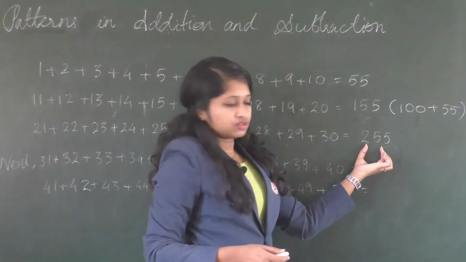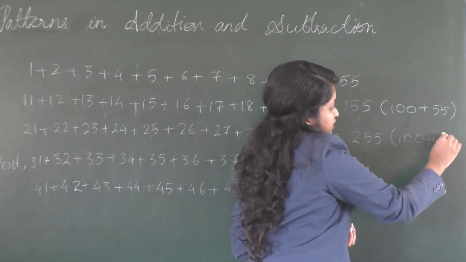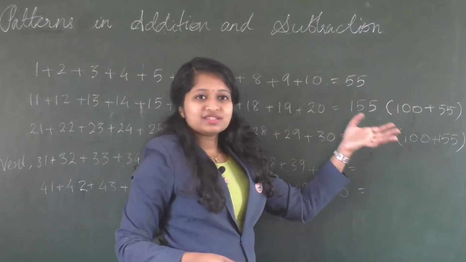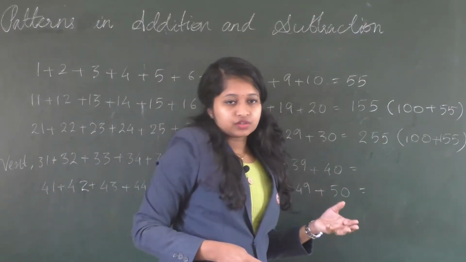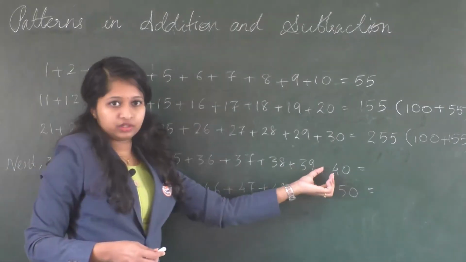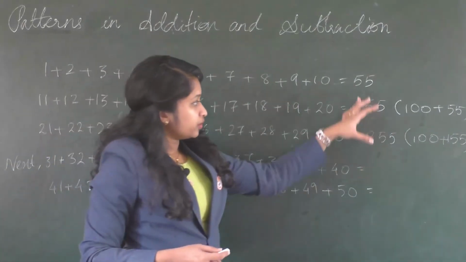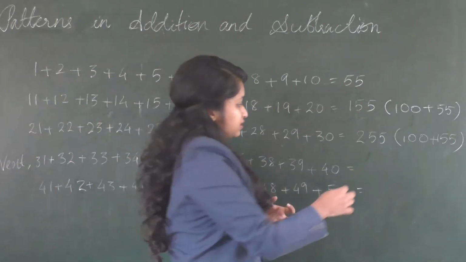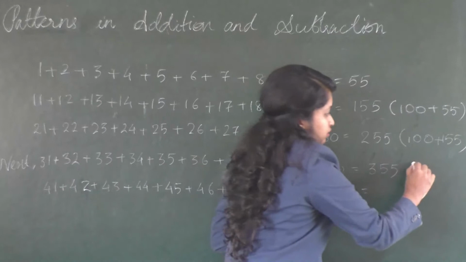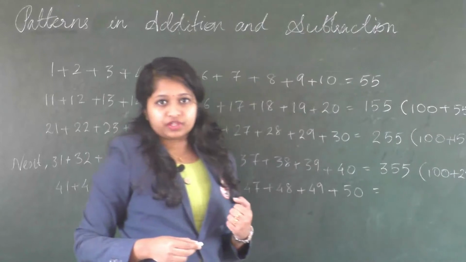If you observe this, it is nothing but 100 plus 155, isn't it? That means there is an increase of 100 everywhere. So our next row is 31 to 40, the sum of 31 to 40. Without adding, from this pattern we can understand that it is 355, because 100 plus 255 is 355.